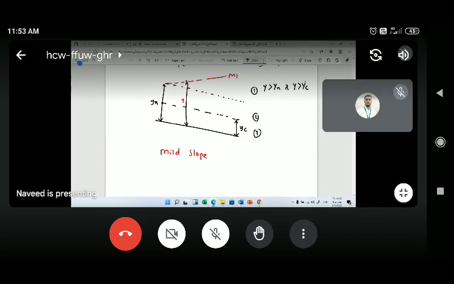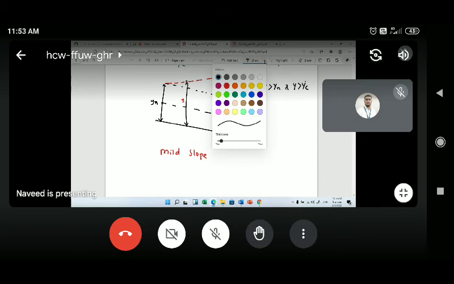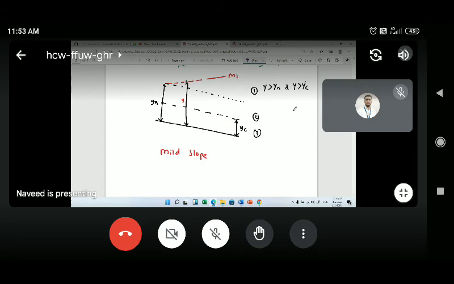Similarly, we will go for the M2 curve. I will change again to the blue color we have taken, and it starts with yn and meets the yc curve. Because the negative sign is there in the denominator, the flow is falling.